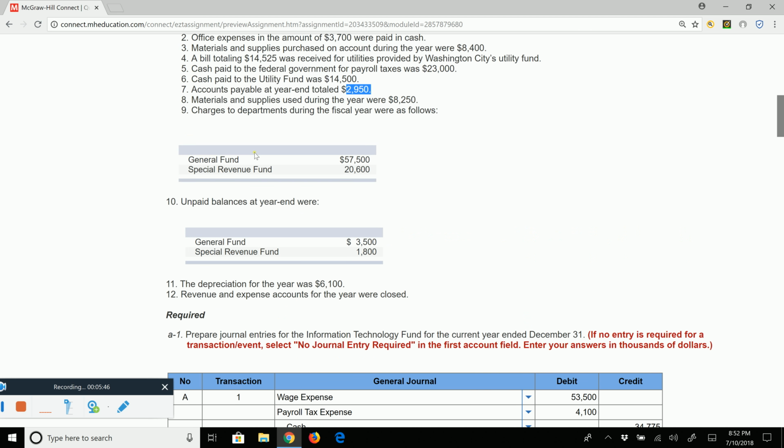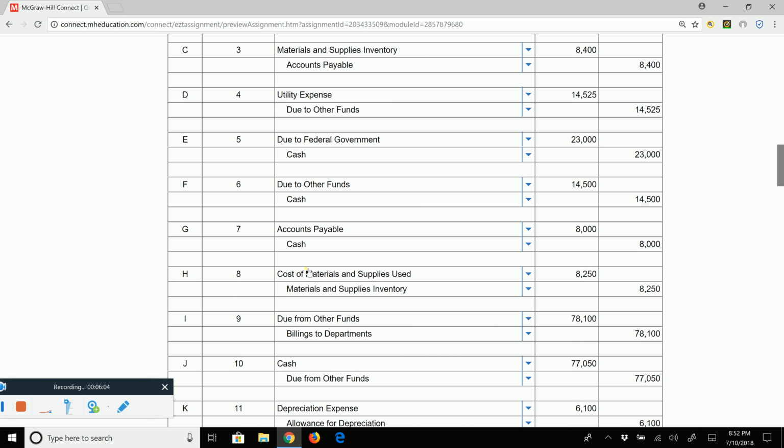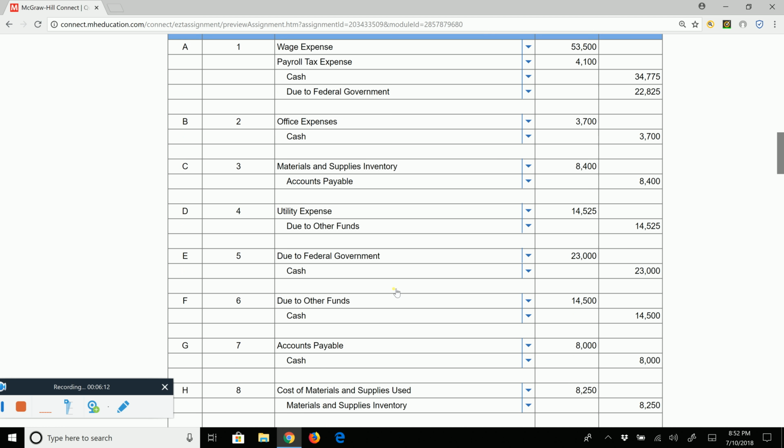Number 8, materials and supplies used during the year. Since we're using accrual accounting, we have to use what's known as the consumption method. And so the expense would be recorded as we consume the materials and supplies. So we're going to debit the expense for $8,250, cost of materials and supplies used. This is an expense account. And we will credit the asset, materials and supplies.